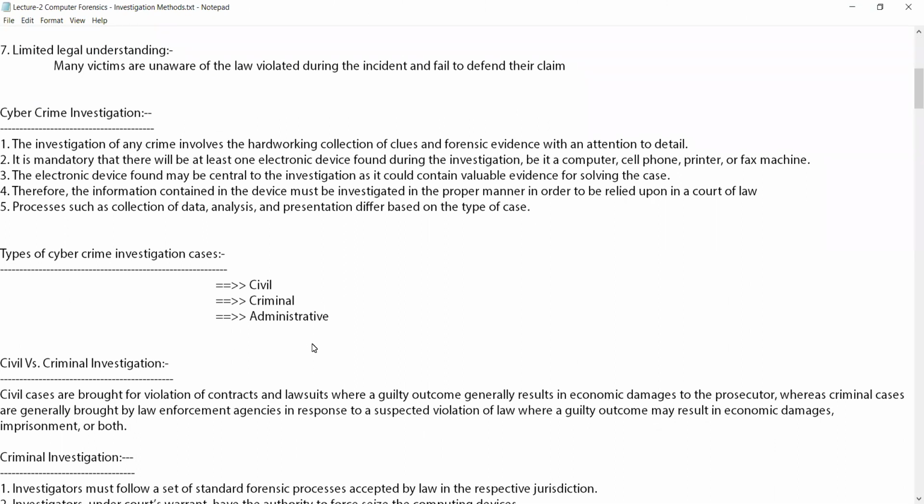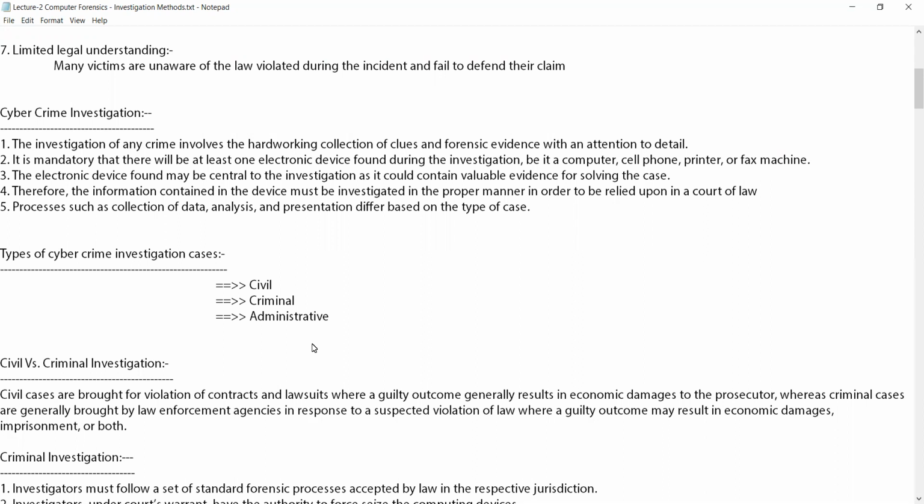Now, the next thing is cybercrime investigation. So what is cybercrime investigation? Firstly, we need to understand the cyber investigation points, and after that we will discuss the types of cybercrime investigation. So let's start. Cybercrime investigation involves hard work in the collection of clues and forensic evidence with attention to detail. If you're working as a cyber forensic investigator, firstly you need to work hard to collect clues and gather evidence, and after that we can analyze and examine that evidence and find the details in a detailed form. This is the first point of cybercrime investigation.